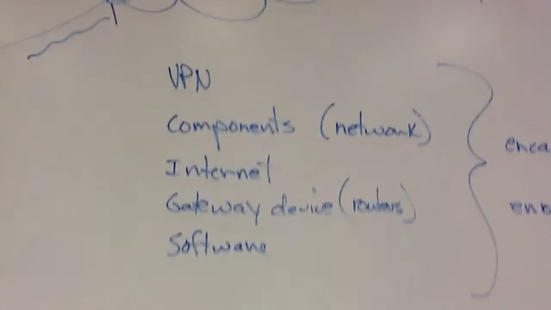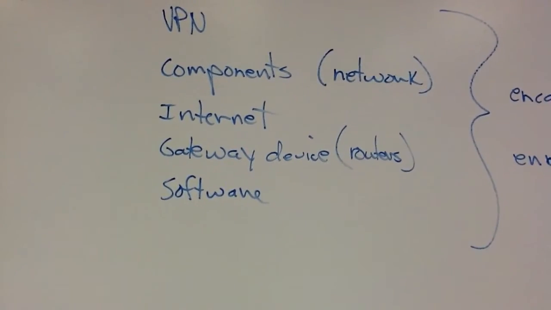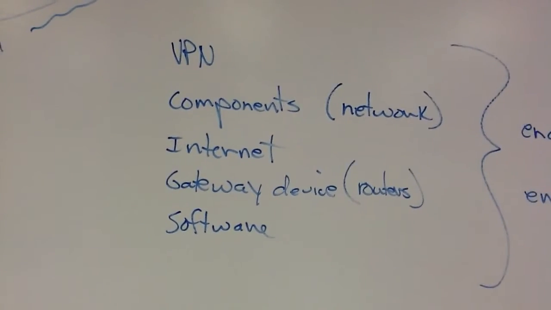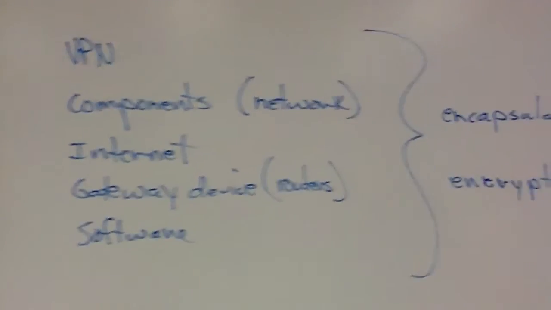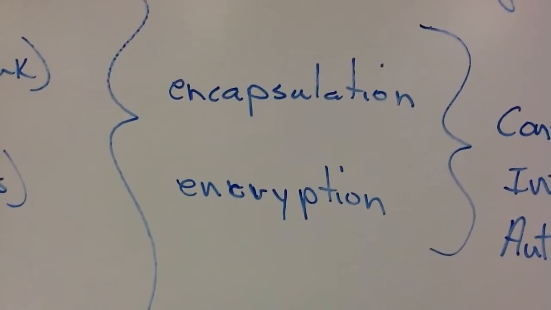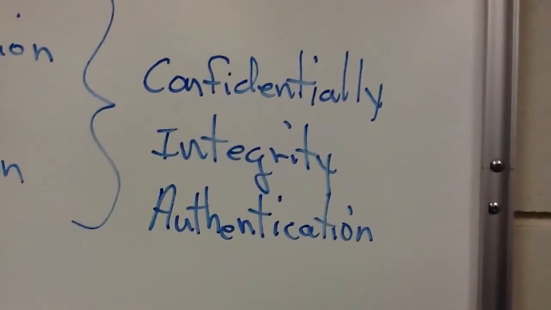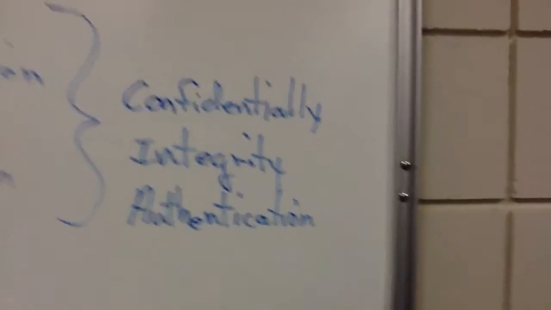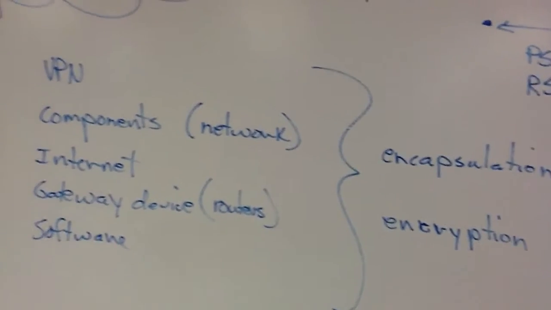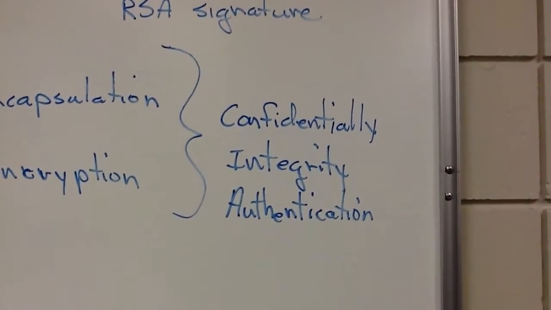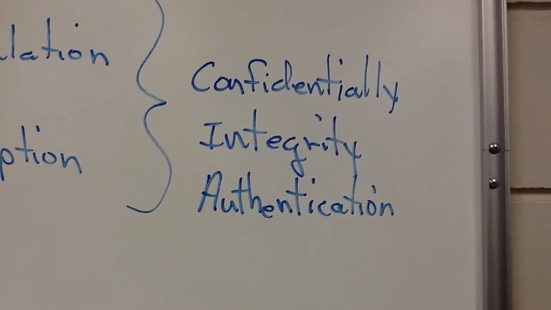In order to do that, we have the components: we have a network on each end, we have the internet in the middle, we have a gateway device to manage the software to allow this to happen. How do we do it? We encapsulate what we're sending, and a lot of times we'll encrypt it in order to maintain confidentiality, integrity, and we have some way to authenticate. All right. Components. These two items here, and these three things that's typically done for a VPN.